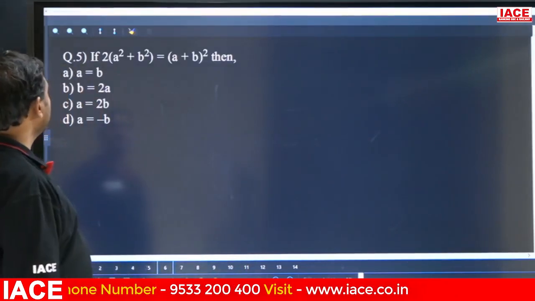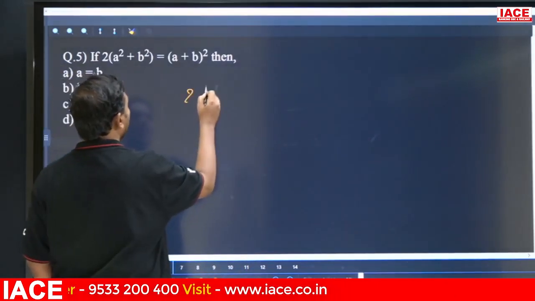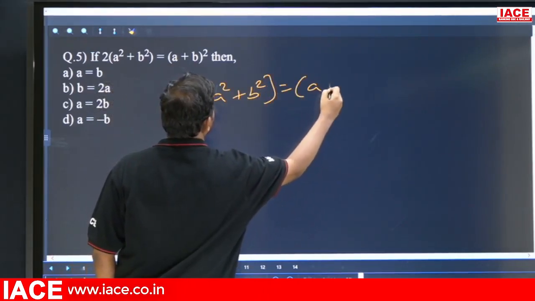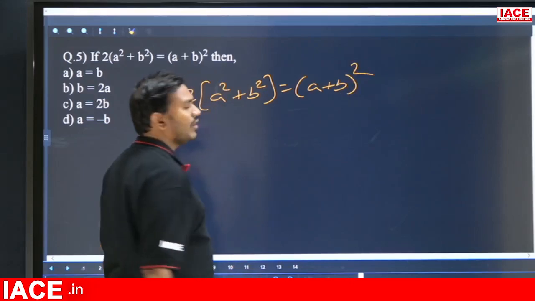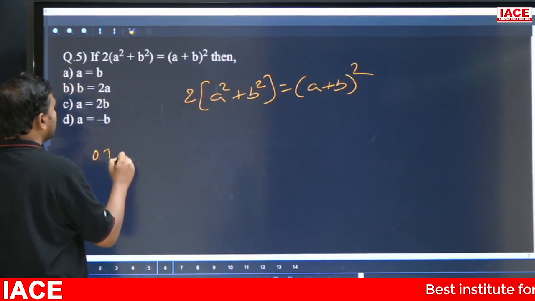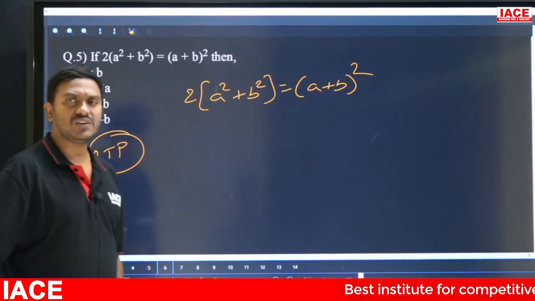Okay. Question number 5. What is given? 2 of a square plus b square equal to a plus b whole square. Then which of the following is correct? Simply substitute the options, which is satisfying the equation, that is the right answer.